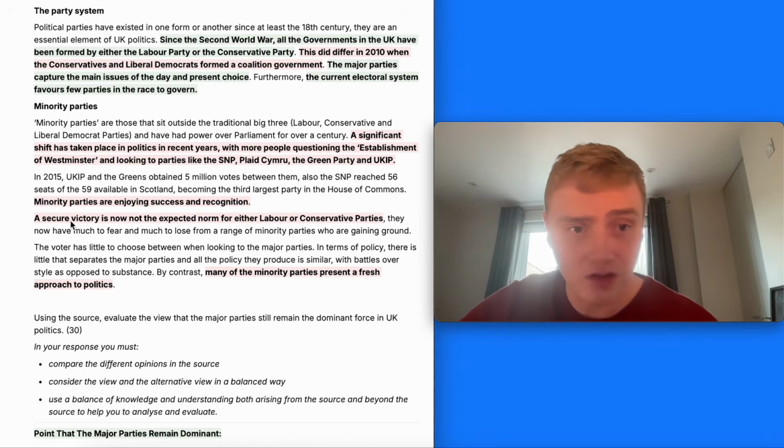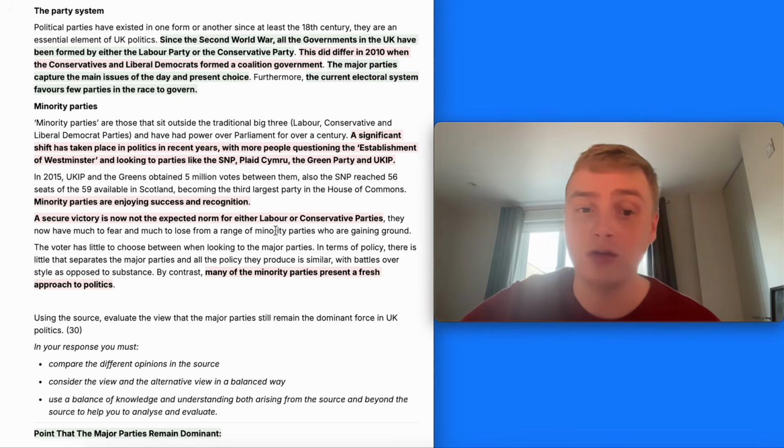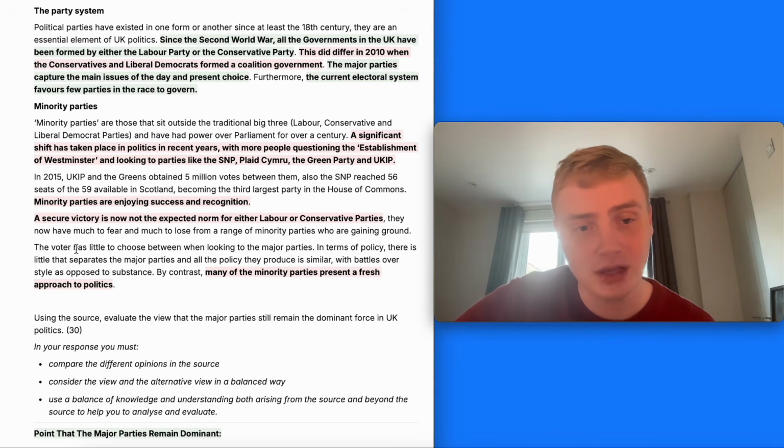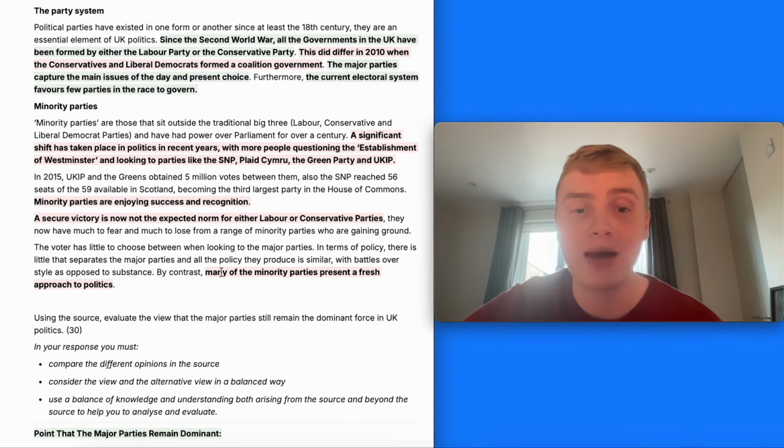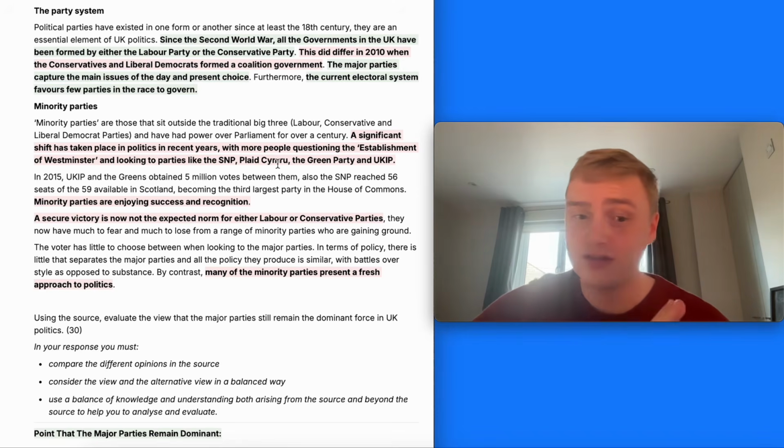And there's another one here. A secure victory is no longer the expected norm for Labour or the Conservative Party. That's a really important argument. They're no longer dominant. So they have much to fear and could lose ground from a range of minority parties. The voter has little to choose from when looking to the major parties. In terms of policy, there's little that separates them, and all the policy they produce is similar, with battles over style as opposed to substance. By contrast, many of the minority parties present a fresh approach to politics. That's another argument again.